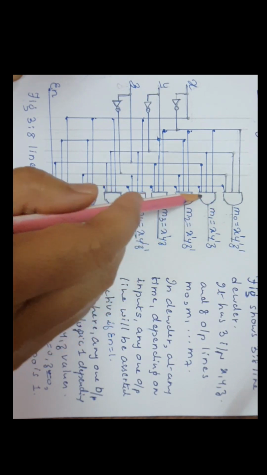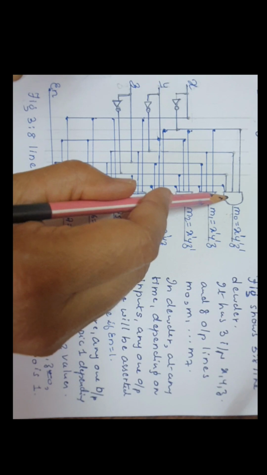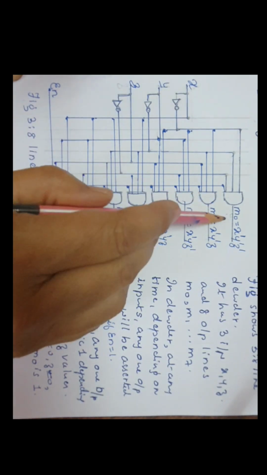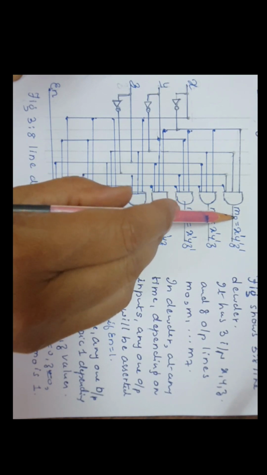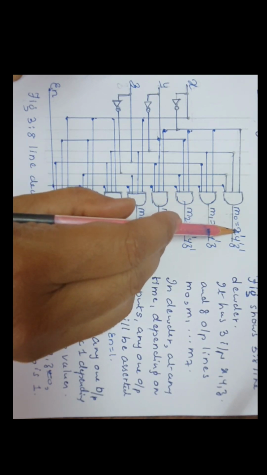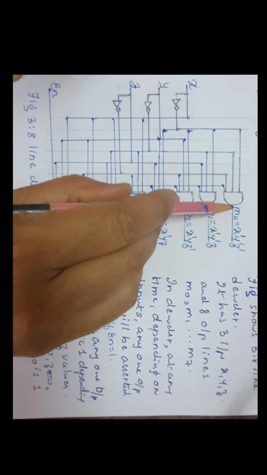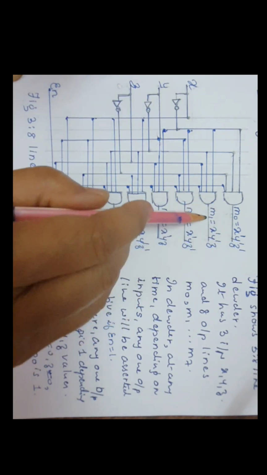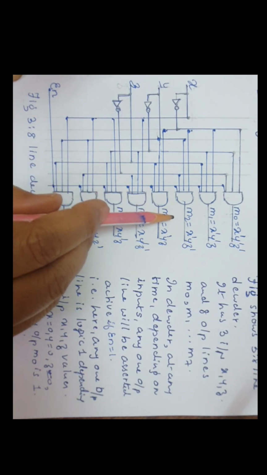So 8 outputs means 8 AND gates should be there in the 3:8 line decoder circuit. Now how do we give connections to these 8 AND gates so as to generate these minterms? For M0, when inputs 0, 0, 0 are given, x equal to 0, y equal to 0, z equal to 0, then only the M0 line will be logic high, and all remaining will be logic 0. This is an active high circuit.